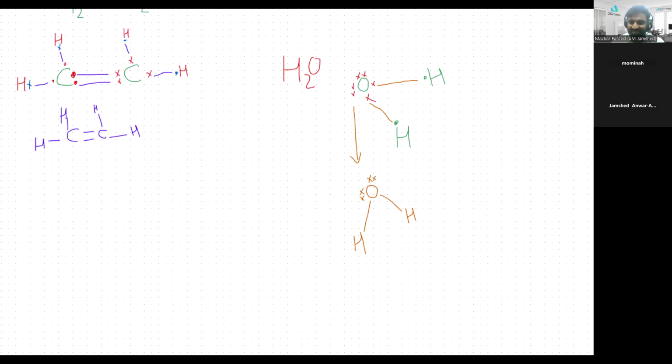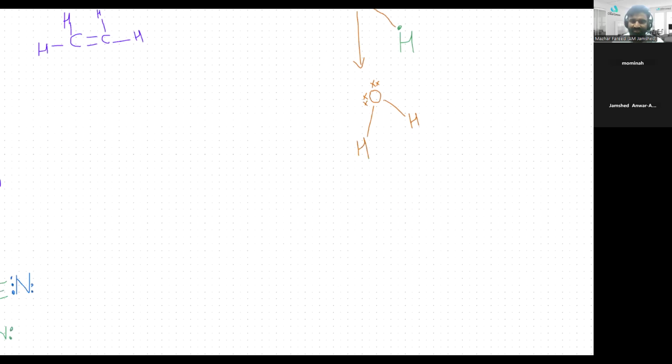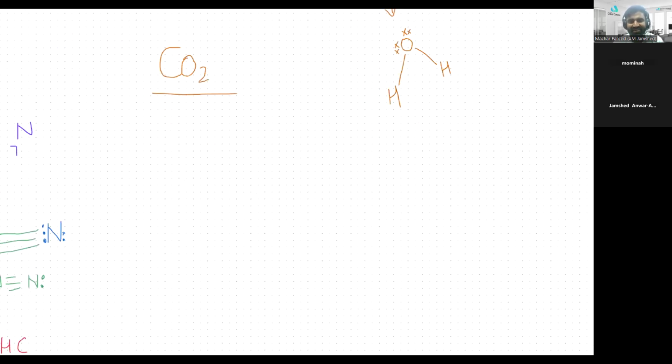So I'm assigning you another example to decide which type of bonding is present. I'm assigning you CO2, carbon dioxide. Can you guess which type of covalent bond is present in CO2? Can you draw the covalent bond? I don't know. I think so.